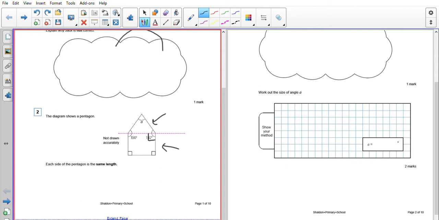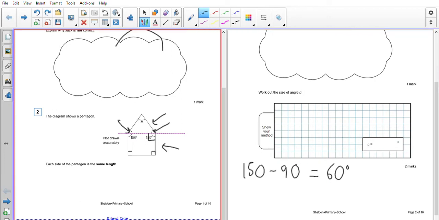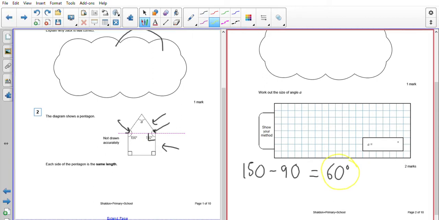Now, to work out this top angle, that's just going to simply be 150 subtract 90, which is going to give us an answer there of 60 degrees. Now, thinking back to the first question, we know that angle is going to have to be the same, but also we learned there that an equilateral triangle has internal angles of 60 degrees. So if one of them is 60 and the other one is 60, the third has to be 60 because internal angles in a triangle have to add up to 180 degrees.